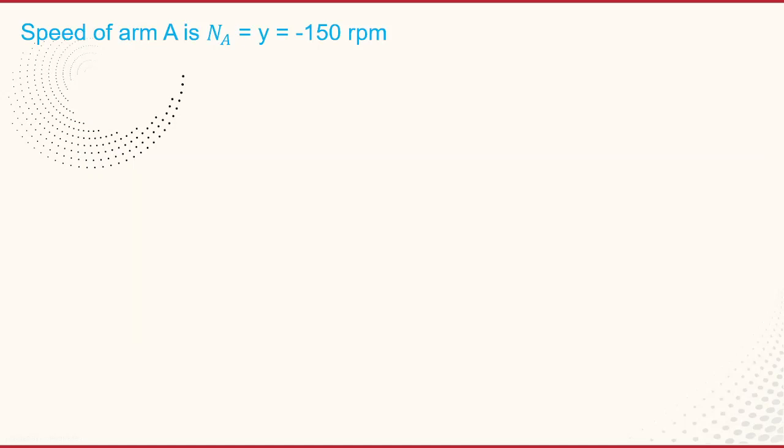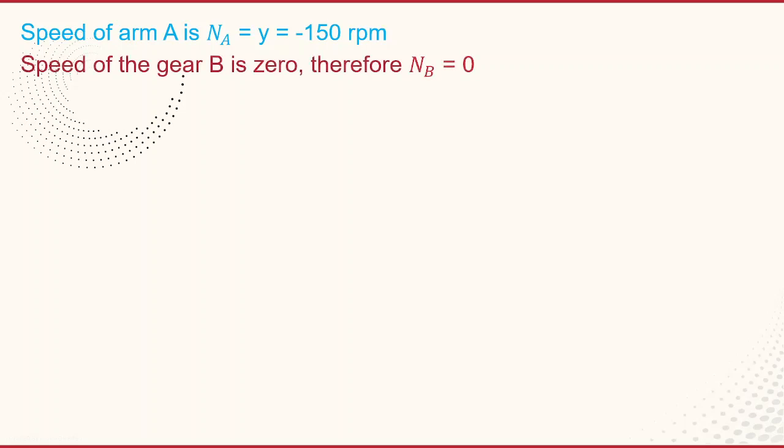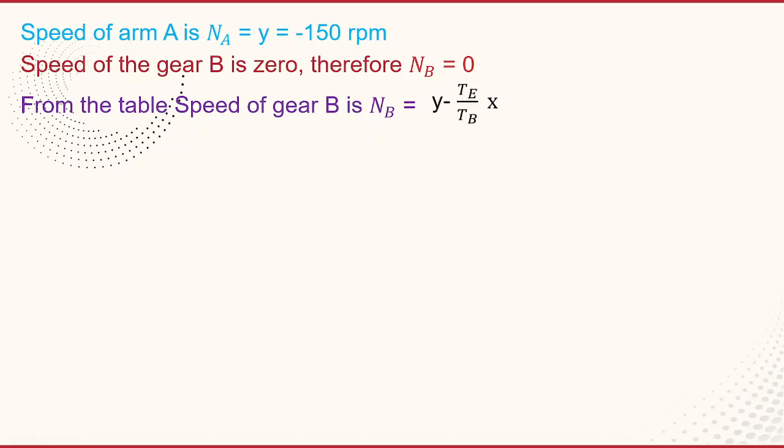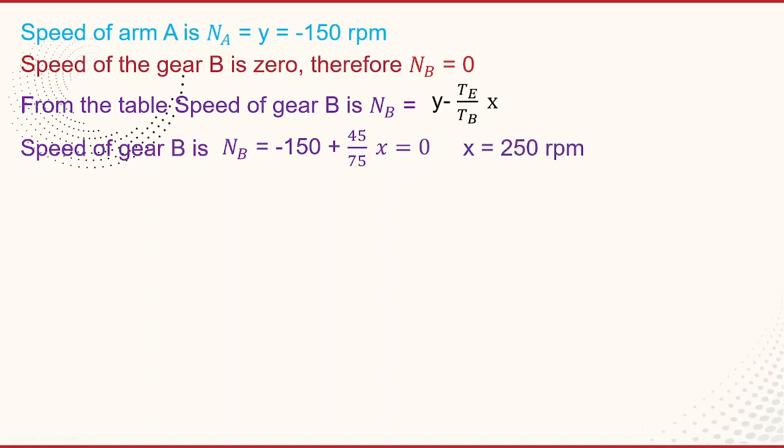Speed of arm A, NA is equal to y is equal to minus 150 rpm. The minus is given here because it is a clockwise direction. We are assuming that anti-clockwise is plus and clockwise is minus 150. Speed of the gear B is 0, therefore NB is equal to 0. From the table, the speed of the gear B, NB is equal to y minus TE by TB into x. So NB is equal to minus 150 plus 45 by 75 x is equal to 0. So x is equal to 250 rpm.